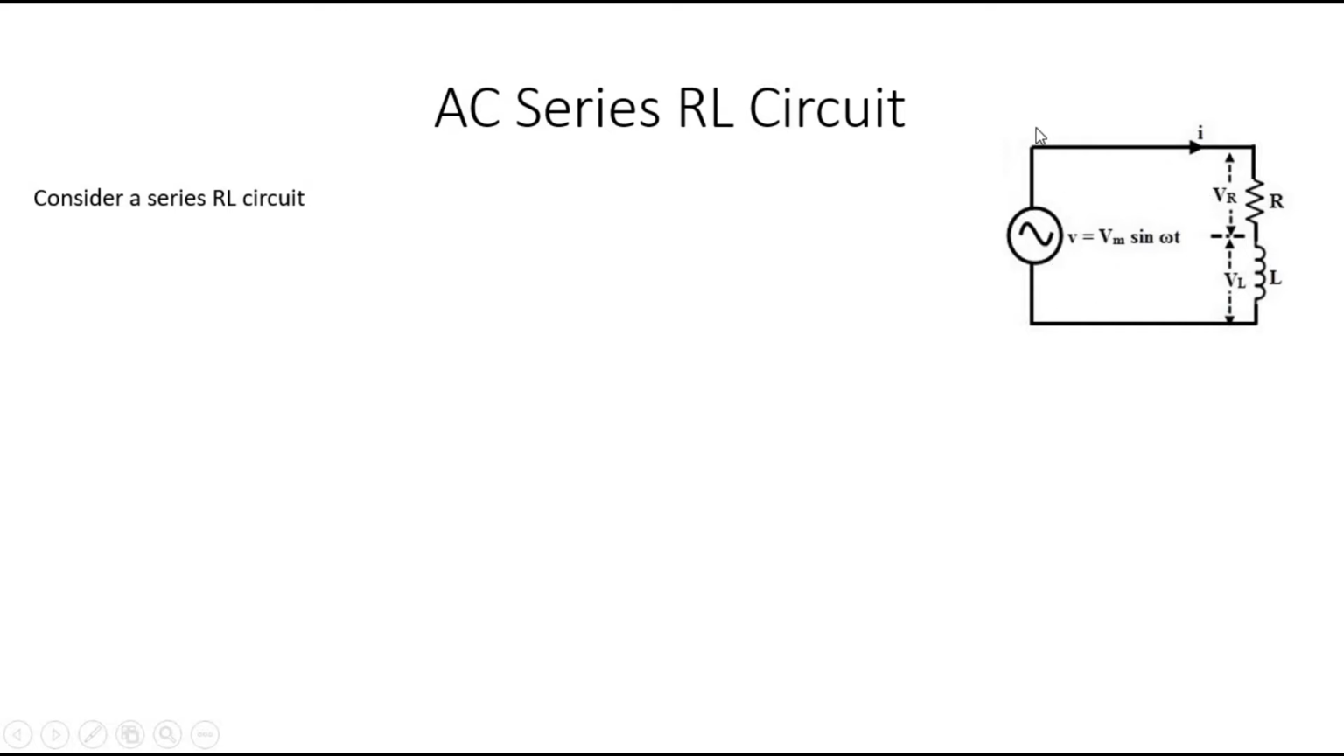Since it's a series circuit, the same current I will be flowing through this R and L. And we are applying V equal to Vm sin omega t, the sinusoidal voltage, across this. It can be written in phasor form as vector V equal to V angle 0, where V is the RMS value, Vm by root 2. Vm is the maximum value, Vm by root 2 is the RMS value. Since there is no phase angle, we can write V angle 0.